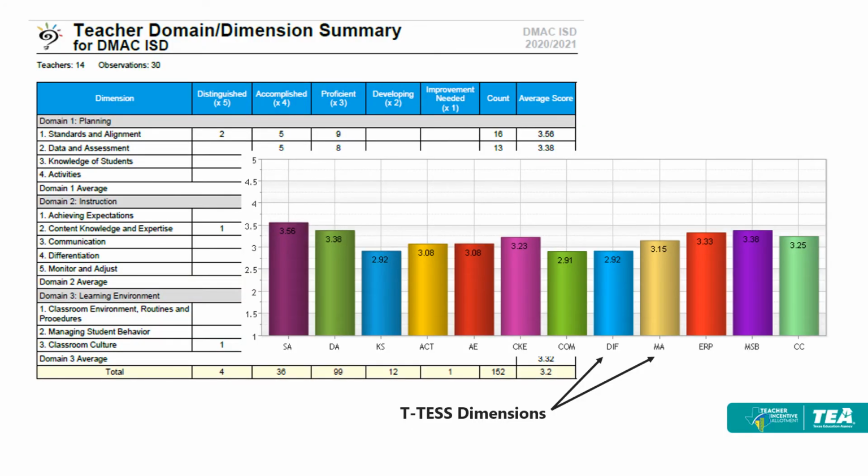Many districts use DMAC to manage their teacher observation data. DMAC is able to run many different reports, like this one that looks for skew by T-TESS dimension. DMAC also invites districts to request the ability to run reports that don't yet exist.